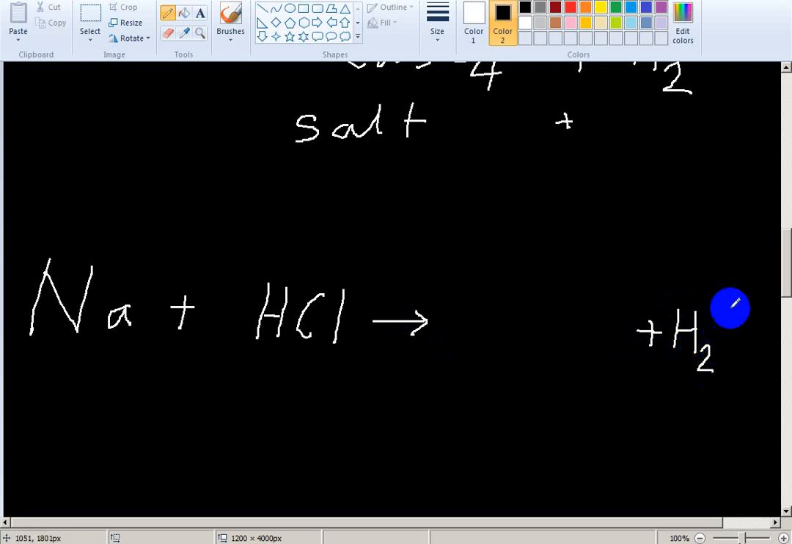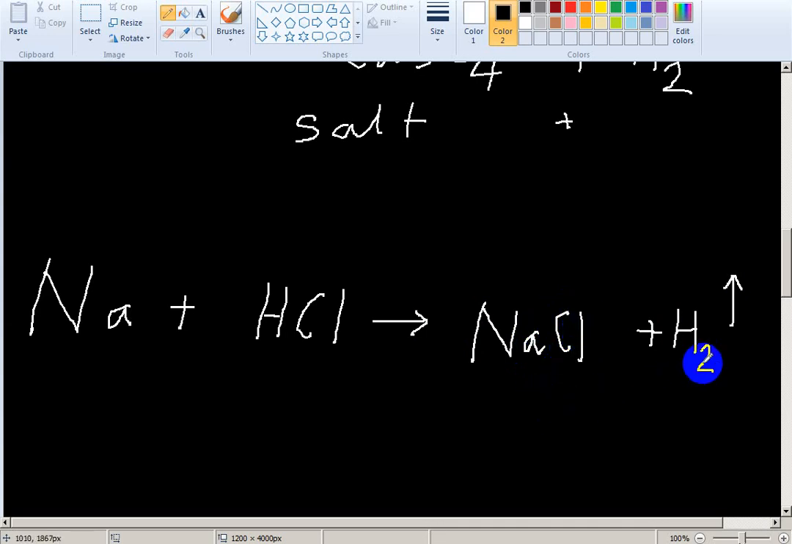We know hydrogen gas forms when acid reacts with metal. Okay, so what is the salt name? NaCl. This is table salt. We take this table salt.